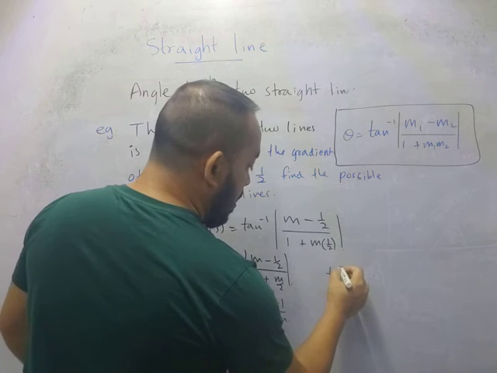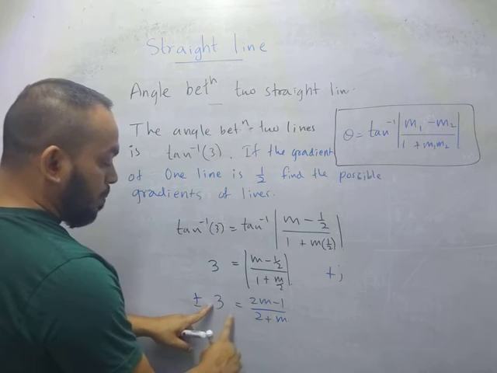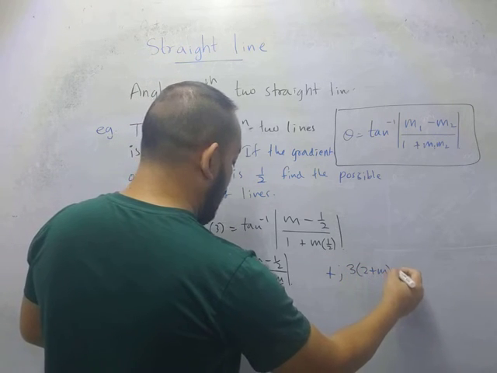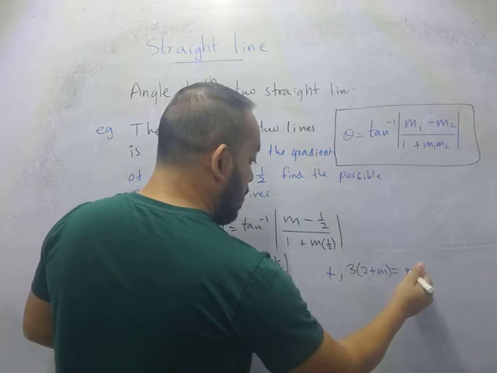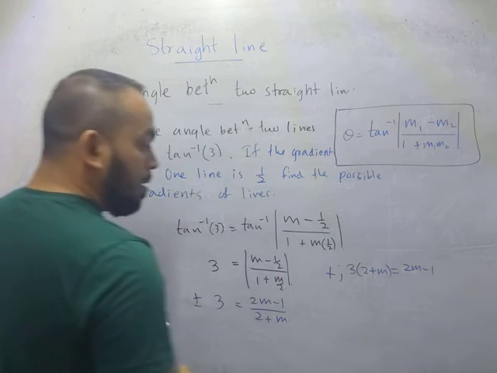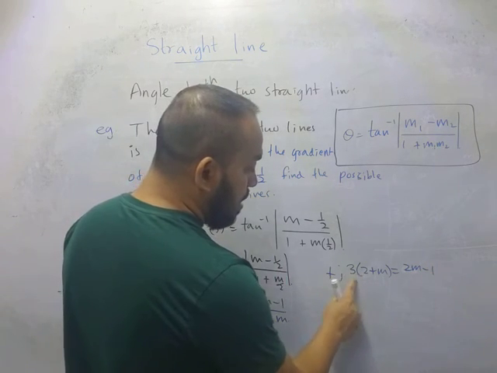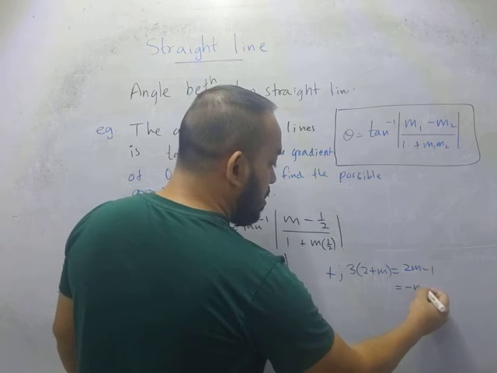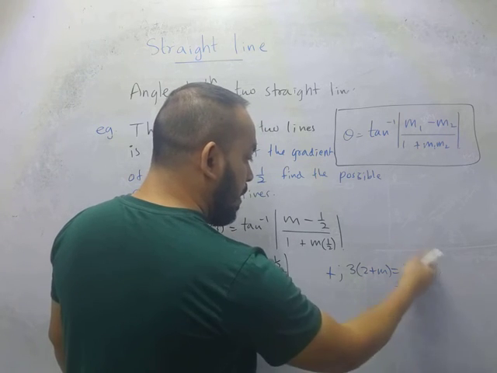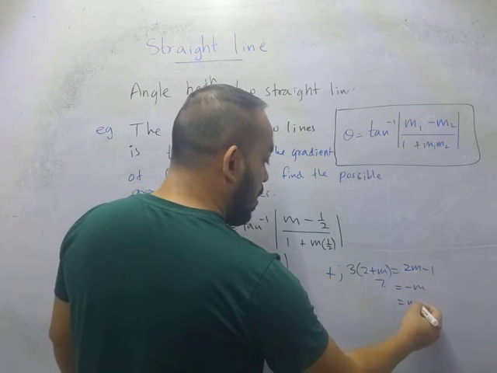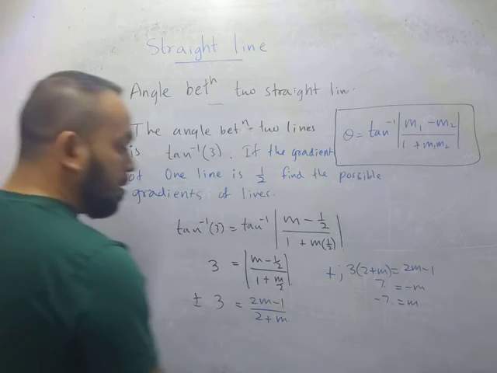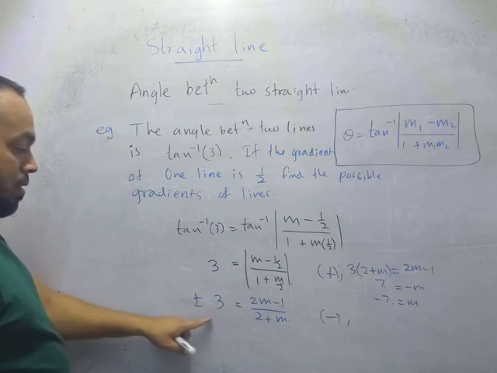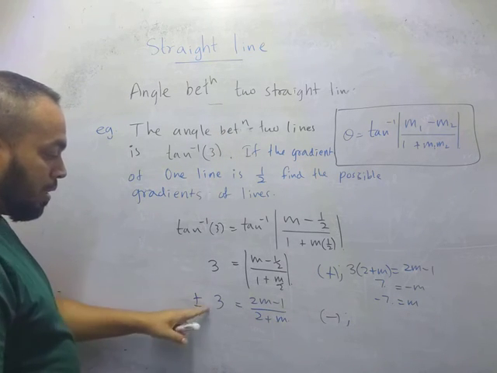Considering the positive case, we get plus 3 into this. So 3 times 2 plus m equals 2m minus 1. Then what do we get? We get 6 here, then 3m. Then we have 2m, so minus m. 6, when you bring this over, would be 7, so m would be minus 7. This is one possibility.